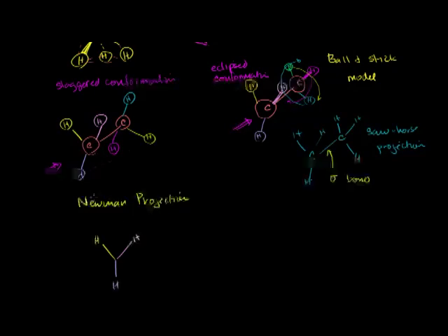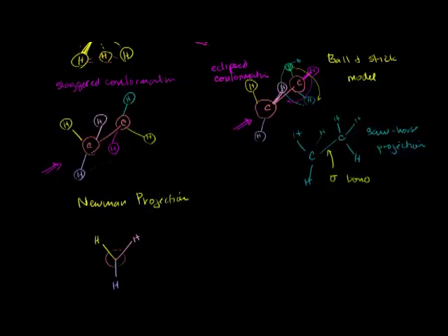So the front carbon is implicitly at the intersection of the bonds of these three hydrogens, and then the back carbon you represent as a circle. So this circle represents the back carbon. The front carbon is kind of that point there. Just a way of visualizing it.